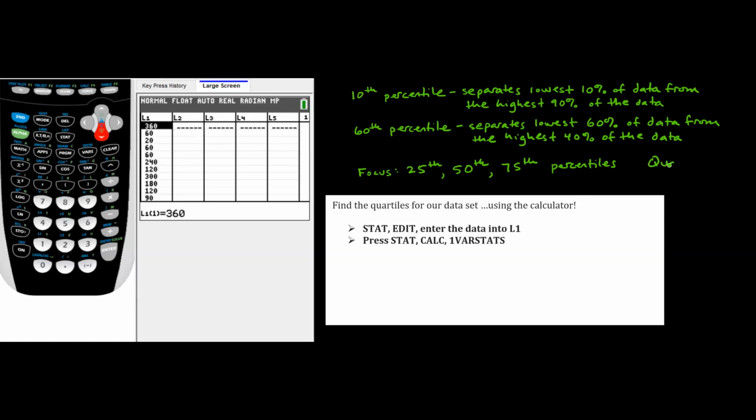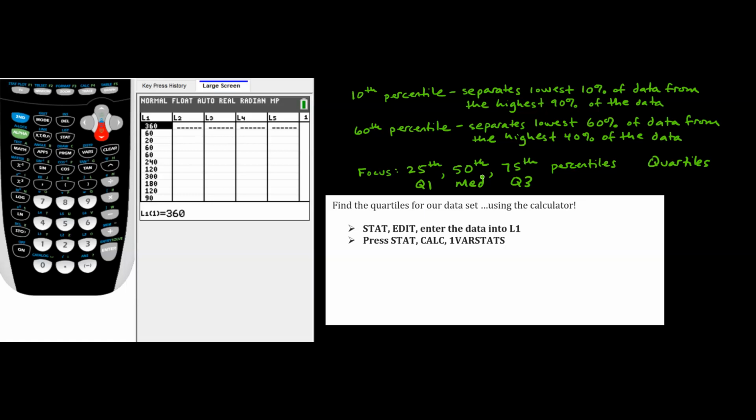I'm going to write that down here. In particular, the 25th percentile is Q1, quartile 1. The 75th percentile is Q3, quartile 3. We don't usually describe the 50th percentile as Q2. Instead, we call it by its other name, the median.